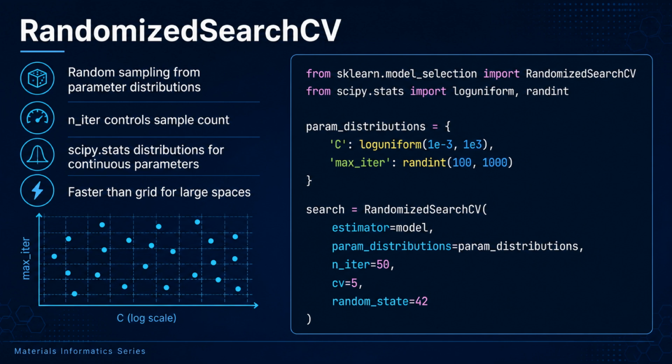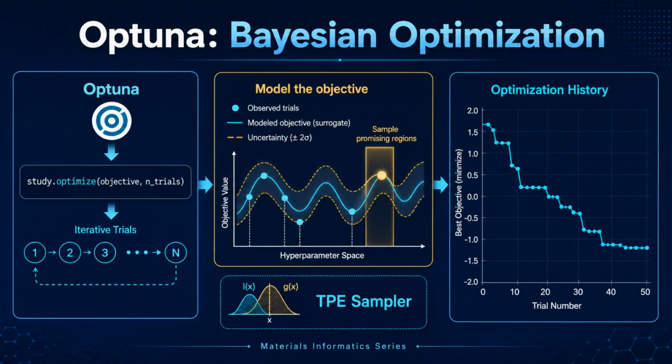This is much faster for large search spaces while often finding good solutions. The randomness can actually help avoid local optima that grid search might get stuck in. Optuna is a modern optimization framework using Bayesian methods. It builds a probabilistic model of the objective function and samples promising regions.